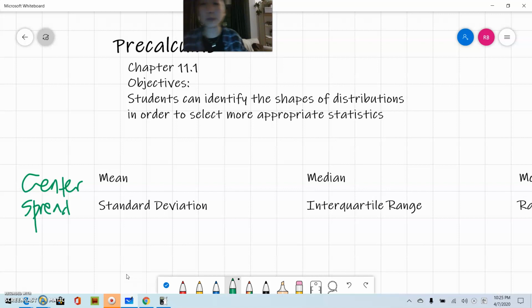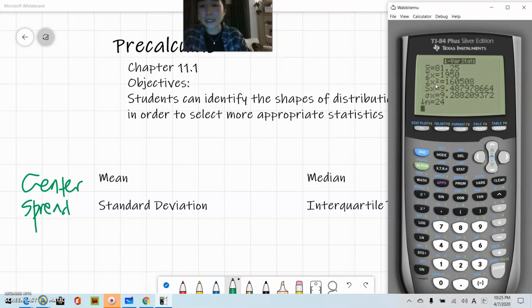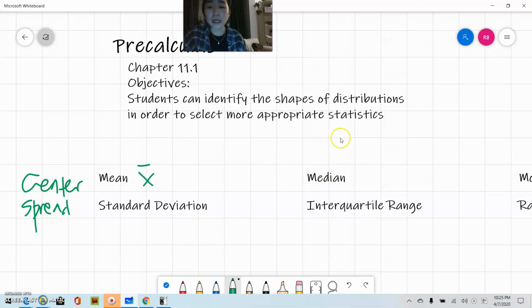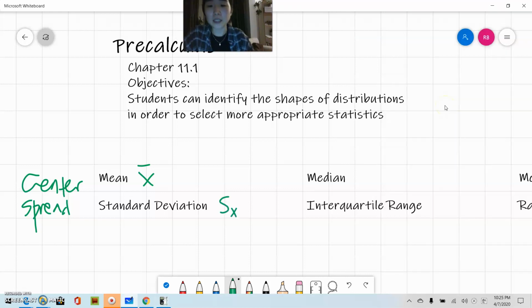So I'm going to pull up the same data statistic that we used for the class yesterday. I told you mean is x bar, okay? And I know there is a lot going on here, but basically what you're interested in is something called Sx. That's what standard deviation is. And that x is a little x, even though it looks the same.